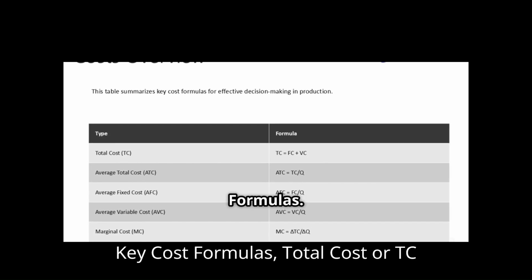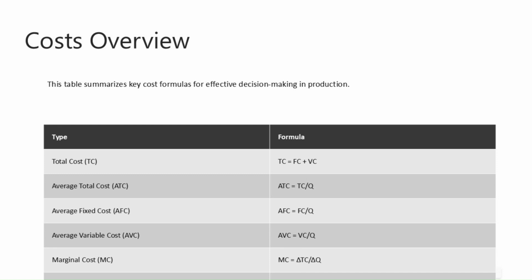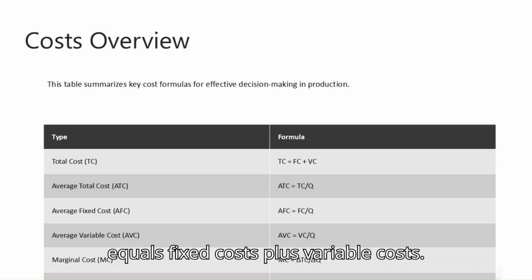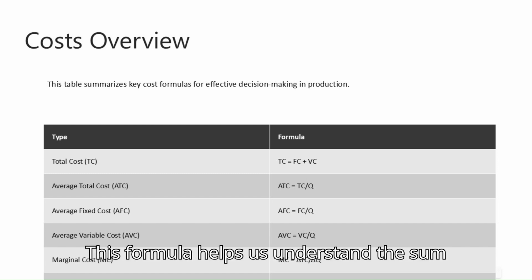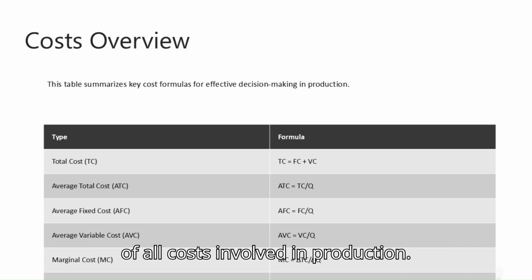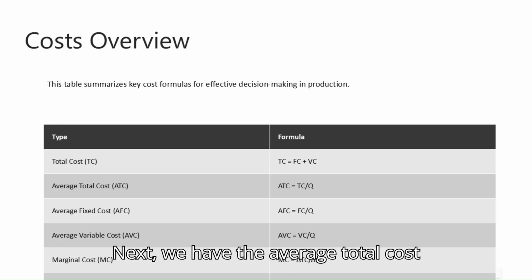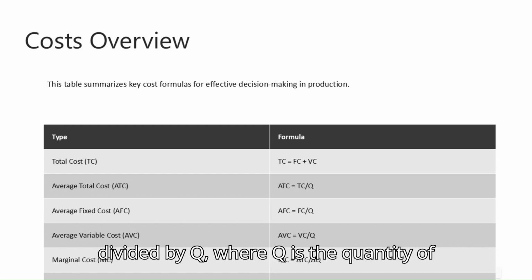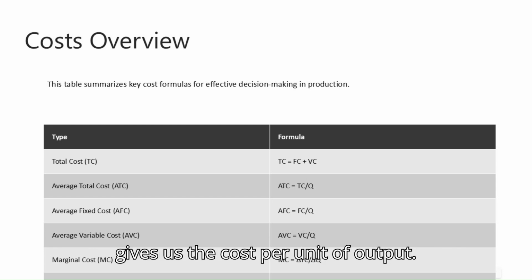Section 5. Key cost formulas, total cost or TC. Alright, let's dive into the total cost formula. It's represented as total cost equals fixed costs plus variable costs. So we have TC equals FC plus VC. This formula helps us understand the sum of all costs involved in production. Next, we have the average total cost formula. It's denoted as ATC equals TC divided by Q, where Q is the quantity of output produced. Essentially, this formula gives us the cost per unit of output.